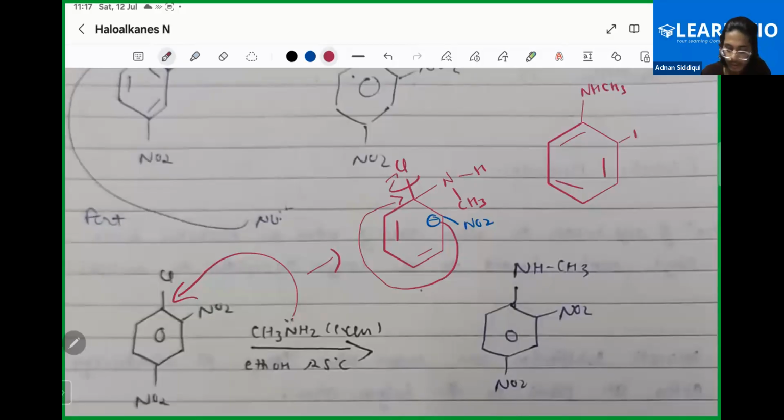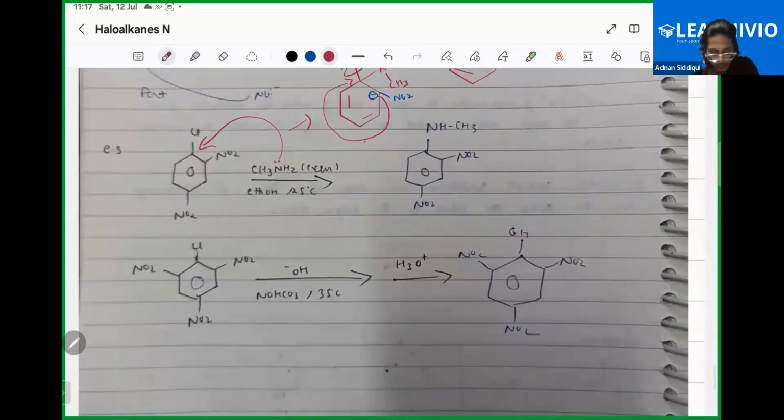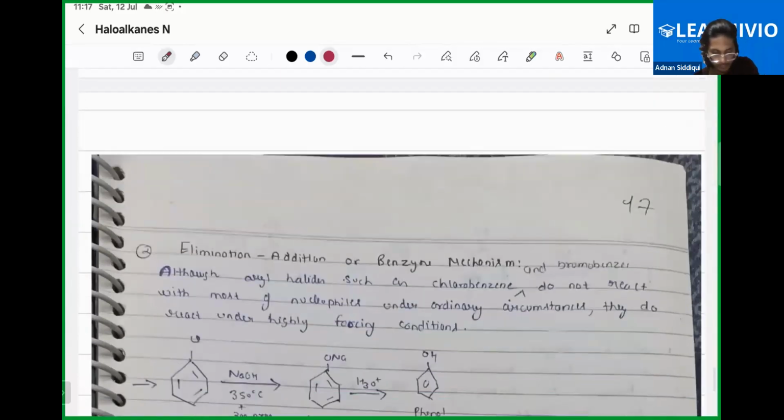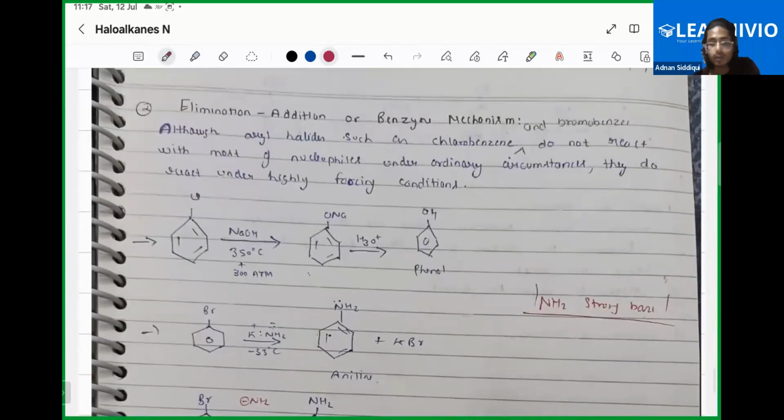NHCH3 and N. Is this clear? Yes, sir. Similar for this one as well. Now, elimination addition. What is the key factor that you should see to decide whether you need to use elimination addition? You will see the absence of an electron withdrawing group. Right. If you have no electron withdrawing group, you will follow elimination addition. If you have an electron withdrawing group, then you will follow addition elimination. Right.